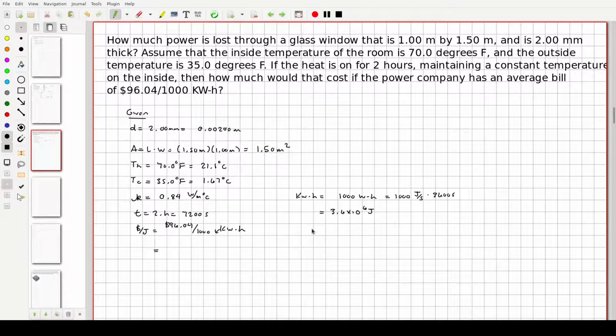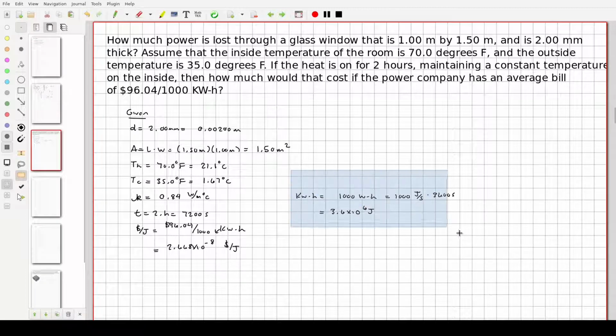So we need to divide by 3.6 times 10 to the 6 joules. So that's going to be 96.04 divided by 1,000 times 3.6 times 10 to the 6 joules. That's better. So basically, this is going to be about 2.668 times 10 to the minus 8 dollars per joule. Okay? So, now we've got all our conversions and everything else done here.